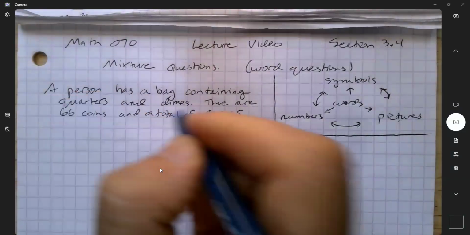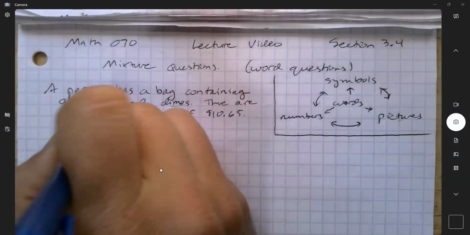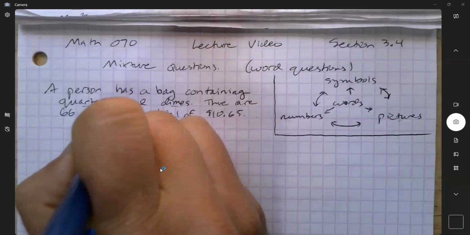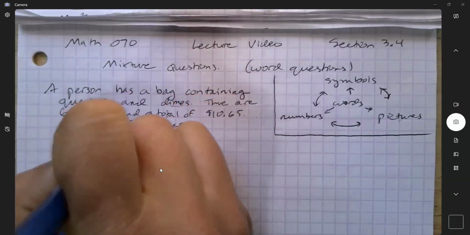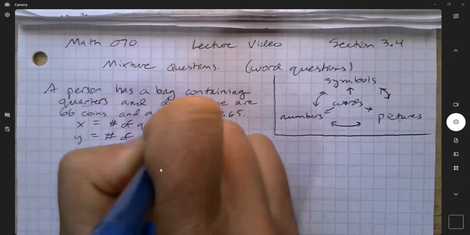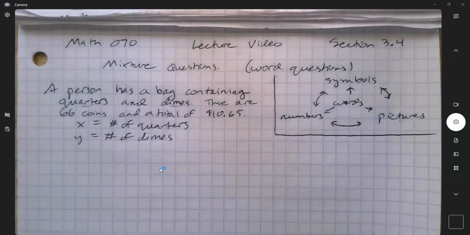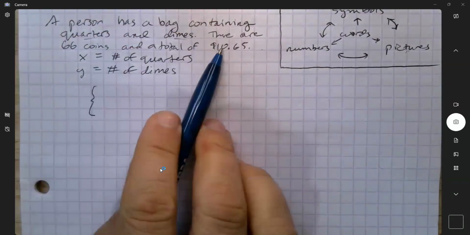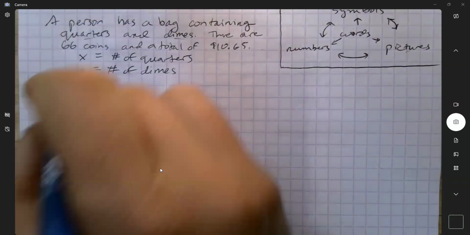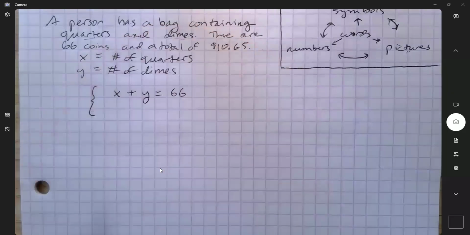First, we need to decide on a couple variables. Well, there are quarters and dimes, and rather than using Q and D, I'm going to say X is the number of quarters and Y is the number of dimes, because I'm used to using X and Y, and frankly, I'll probably forget. The next thing we need to do is build ourselves a system of equations. And we do that with the second sentence of information. There are 66 coins. Aha, that means the number of quarters plus the number of dimes had better equal 66.